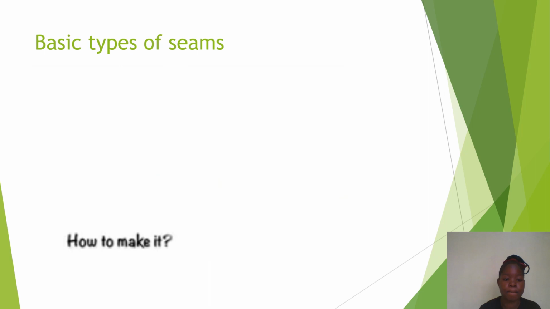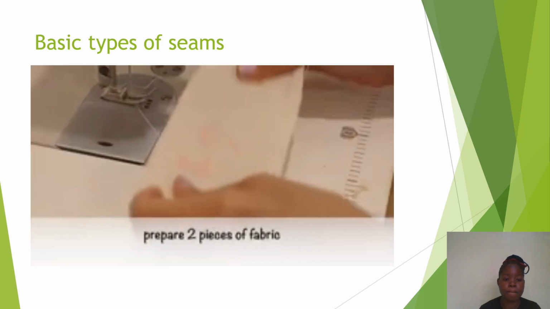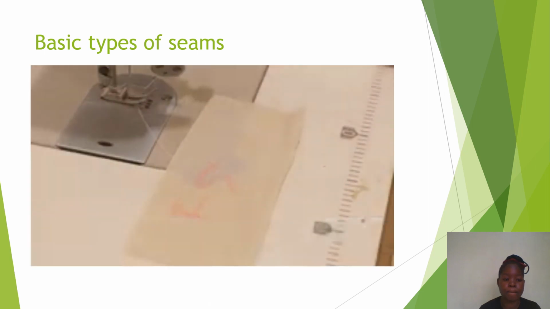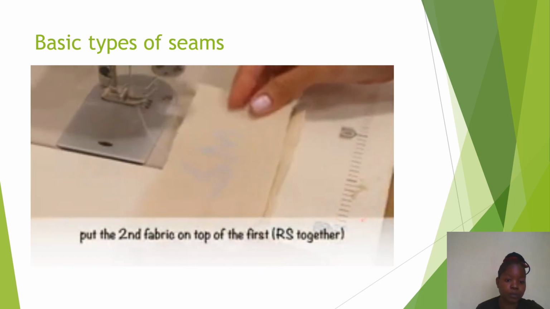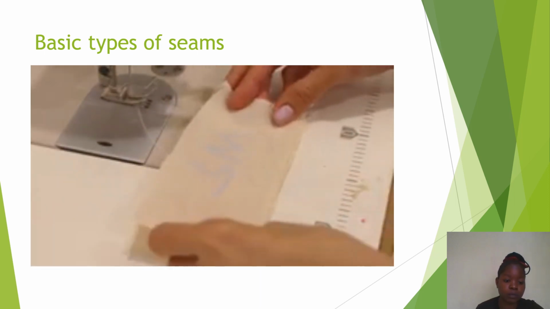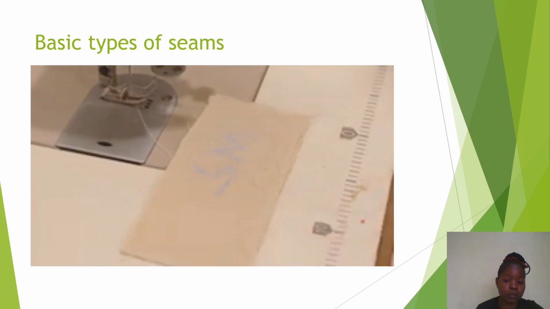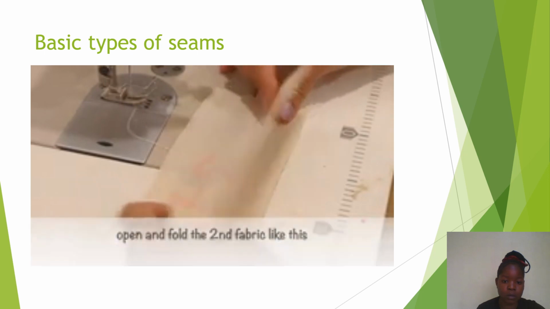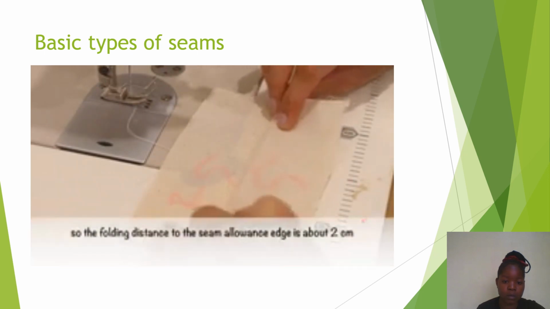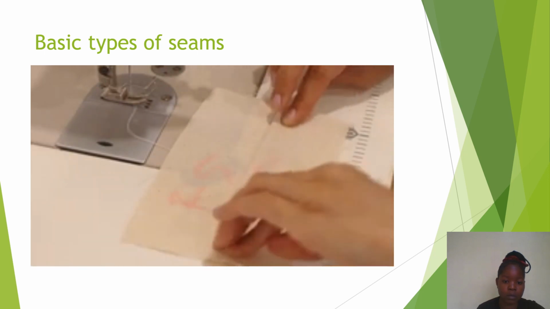How to make it. Prepare 2 pieces of fabric. First fabric with right side on the top, and then put the second fabric on top of the first one, right side together. Open and fold the second fabric like this, so the folding distance to the seam allowance edge is about 2 cm.